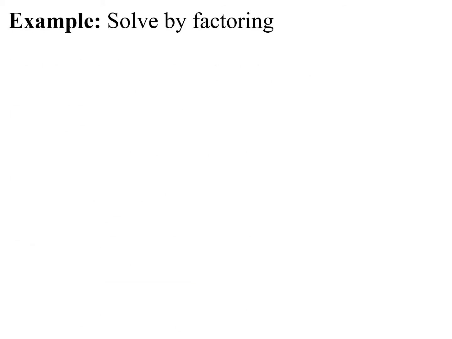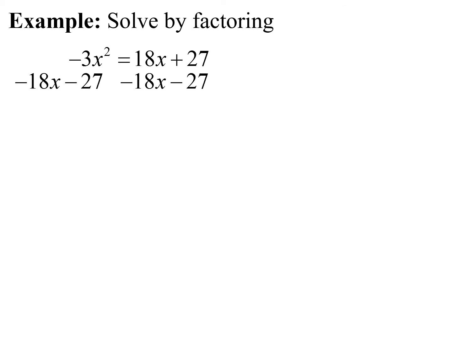Another example, solving by factoring. Negative 3x squared equals 18x plus 27. Again, this is not in standard form. I want it to equal 0 on the right-hand side, so I'm going to move 18x and positive 27 to the other side by doing the opposite. I'm going to subtract 18x and subtract 27 from both sides. That eliminates the two terms on the right and moves everything to the left. So on the left-hand side, I have negative 3x squared minus 18x minus 27 equals 0.